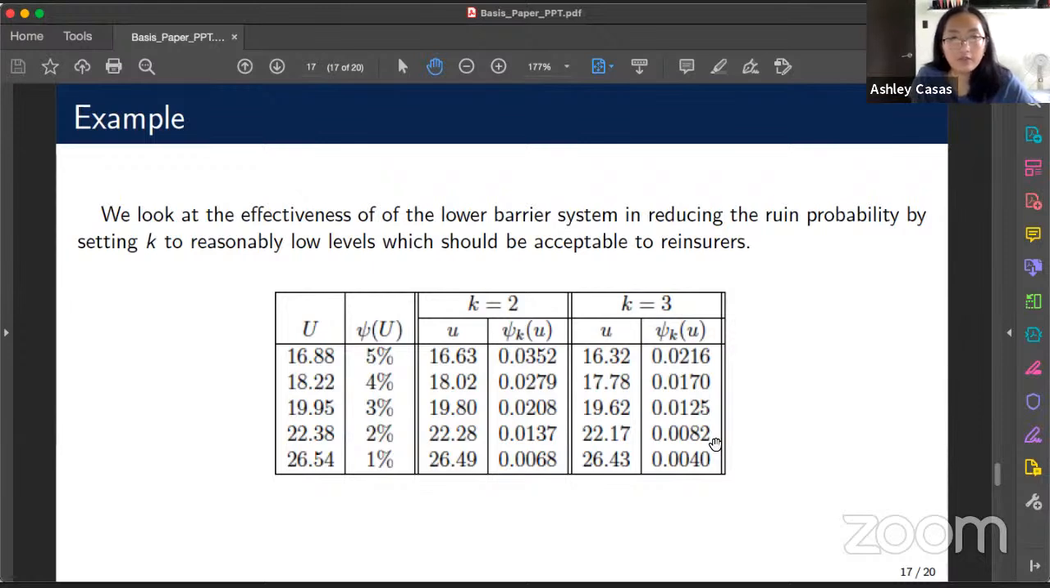And we can find that when U is equal to 16.88, the ruin probability before insurance is 0.05. But once we use these values of U and K, we see that there's a great reduction from 5% to 3%.